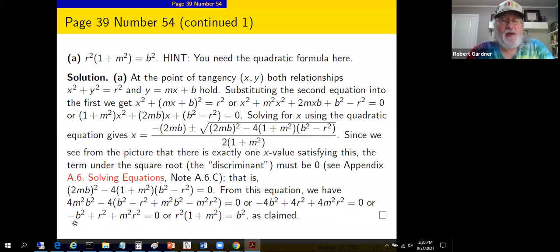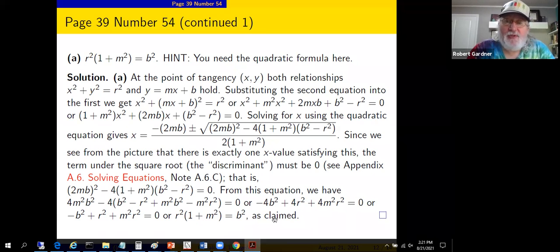You're still stuck with a negative out front. We're trying to match it up with this. We wanted a b squared on one side. Let's take this b squared to the right-hand side. That'll give us b squared on the right-hand side, as desired. Can we factor the other stuff? Can you factor an r squared out of this? You can. Factor r squared out of these two terms, and you're left with 1 plus m squared. And that's what you were trying to show.